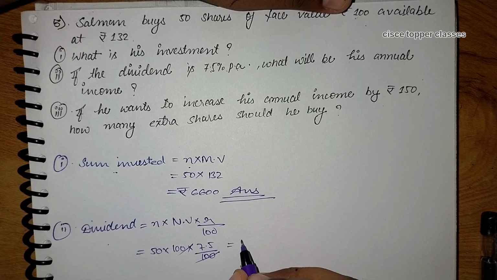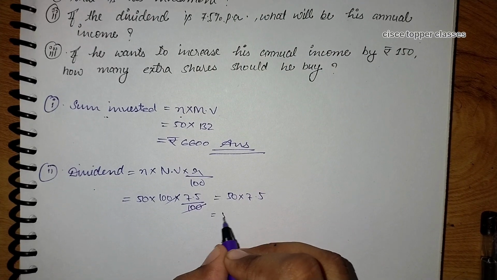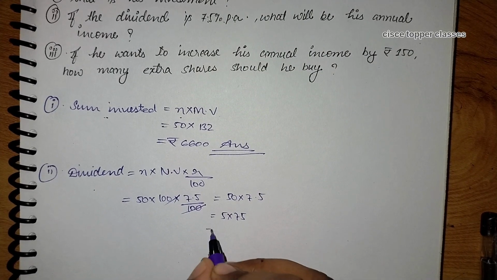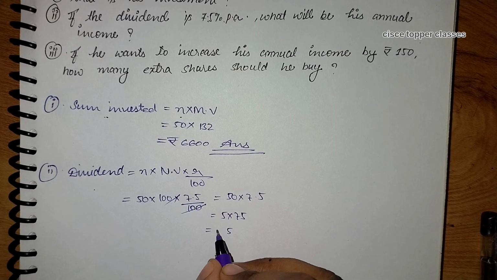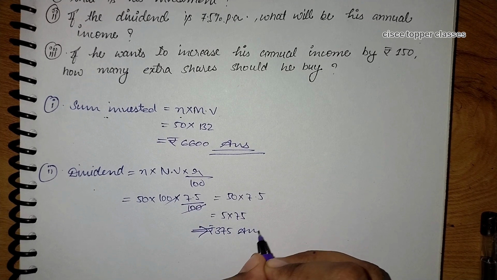On multiplying, 50 into 7.5 will be 375 rupees. 375 is the value here, means answer of the second part.